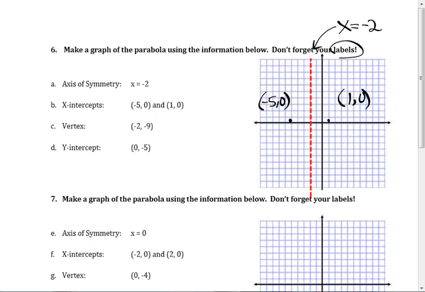Then the vertex is -2, -9. And I believe these are 10 by 10 grids. So it's right here. So it's -2, -9. And the y-intercept is 0, -5. 1, 2, 3, 4, 5. 0, -5. And some people only did a little bit. Maybe they did that, and they didn't do the other side, but you need to do the other side.